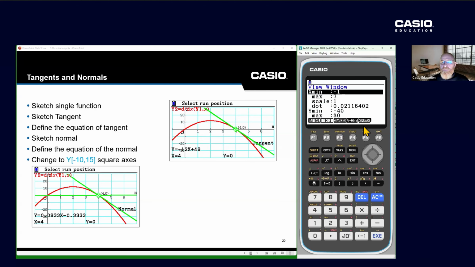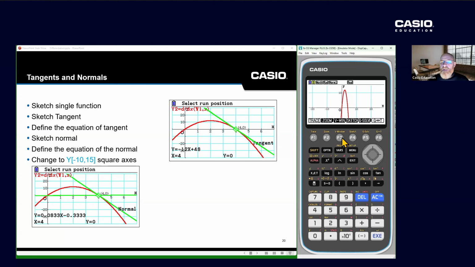So let's stick to -1 to 7. But if I change the vertical scale to go like that, I can now use the square option from the view window to either choose a Y base or an X base. If I choose the Y base, you can see that automatically changes the horizontal scale. And now when I draw, you can see that the scales are square.